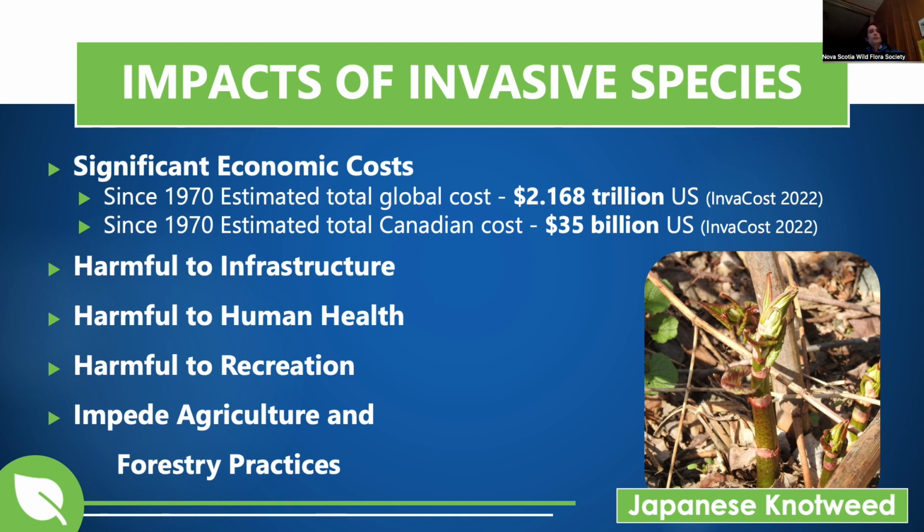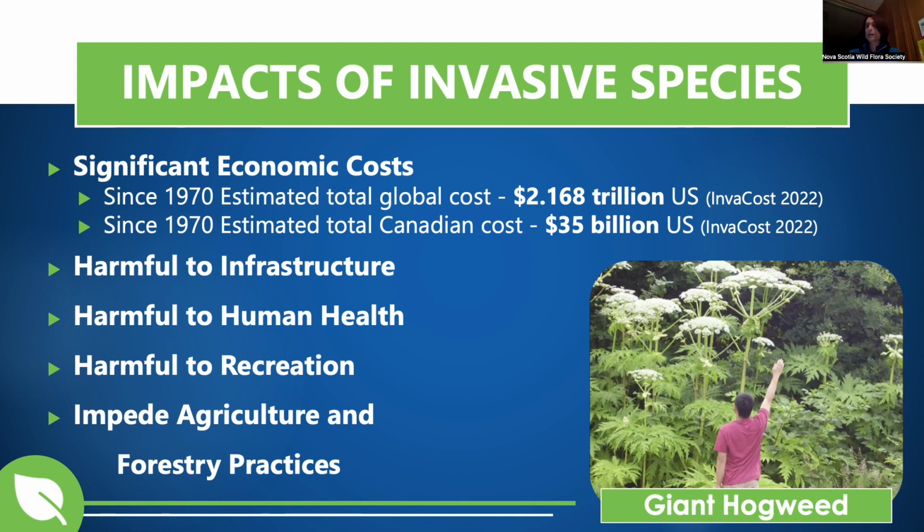So how do they do this? One is by being harmful to infrastructure. For example, Japanese knotweed, which is a very powerful plant, is known to be able to push up through 8 centimeters of asphalt and can also damage foundations.